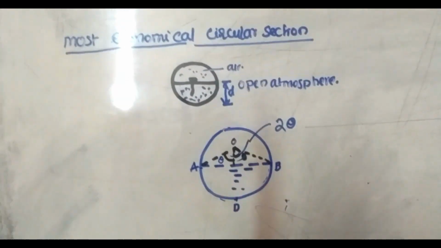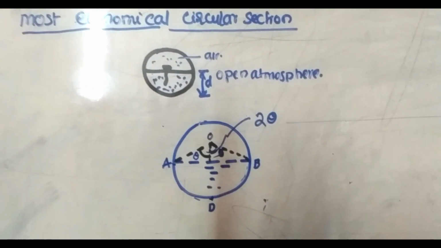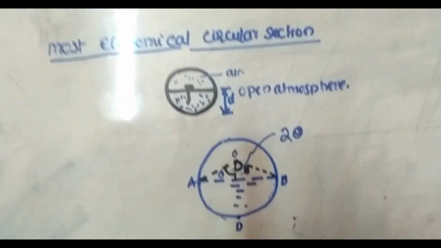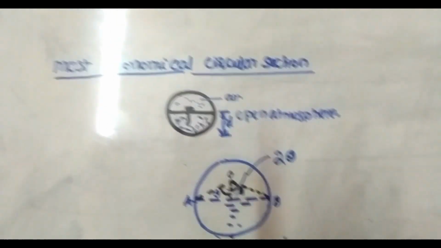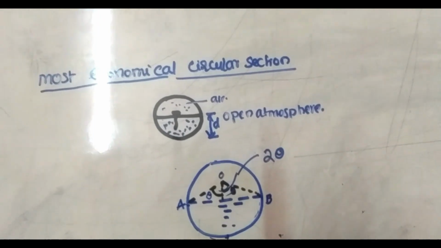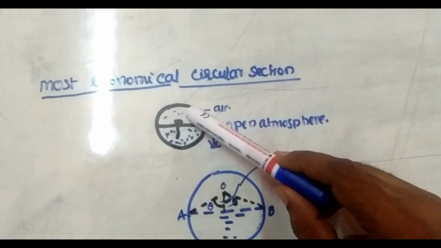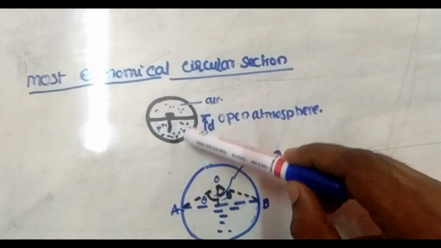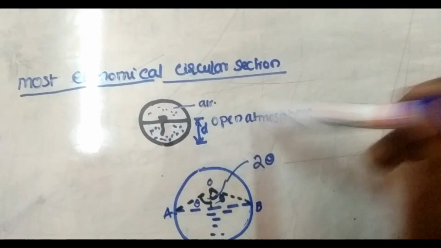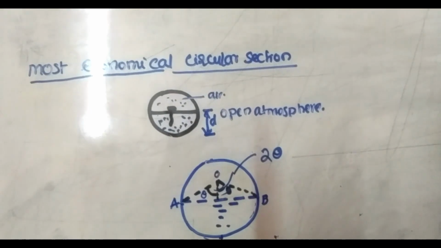Here the flow is not fully filled with water; the pipe is partially filled with water. So we can say it is open to atmosphere, because the top is filled with air and the bottom is filled with water. That is why this water is called open to atmosphere.